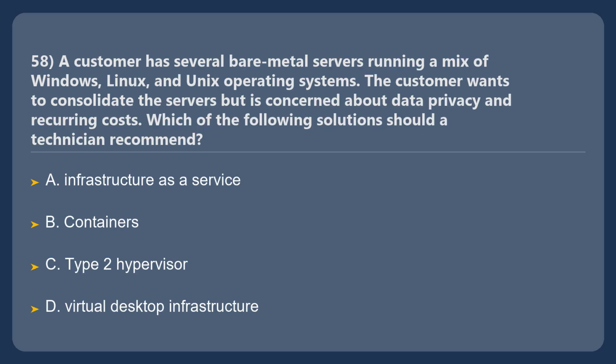Question 58. A customer has several bare metal servers running a mix of Windows, Linux, and Unix operating systems. The customer wants to consolidate the servers but is concerned about data privacy and recurring costs. Which of the following solutions should a technician recommend? Option A, infrastructure as a service. Option B, containers. Option C, Type 2 hypervisor. Option D, virtual desktop infrastructure. The correct answer is option C, Type 2 hypervisor.